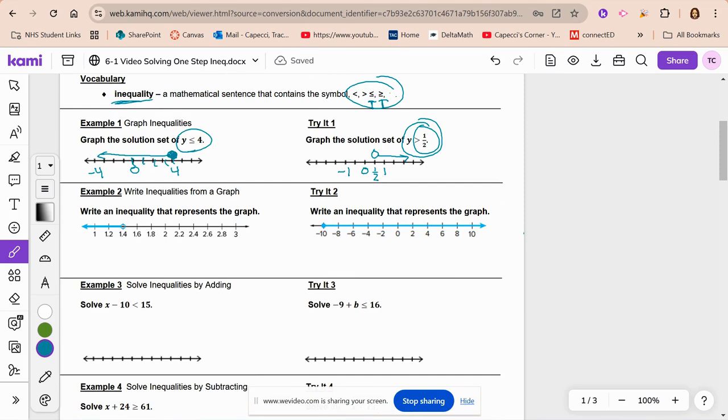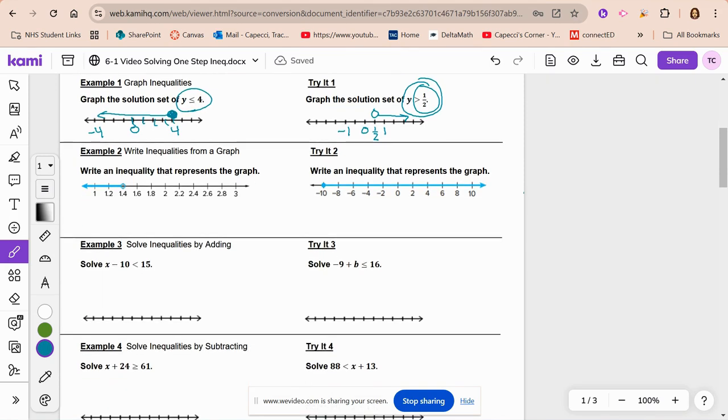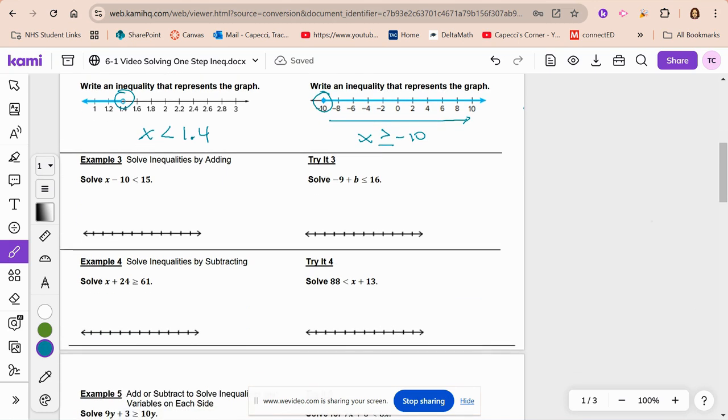Okay, now we're going to do the opposite. We're actually going to write an inequality. So we have x. Now this is an open circle, and it's to the left. So that's going to be less than 1.4. And then we have x. This is -10, right? And everything is going to the right. So all these values are greater than, and that's going to be equal to because that's a closed circle. So we have x is greater than or equal to -10.